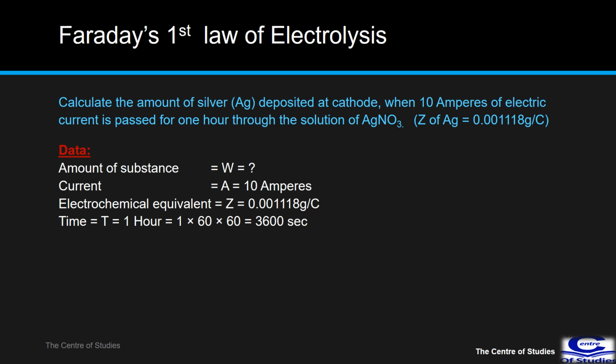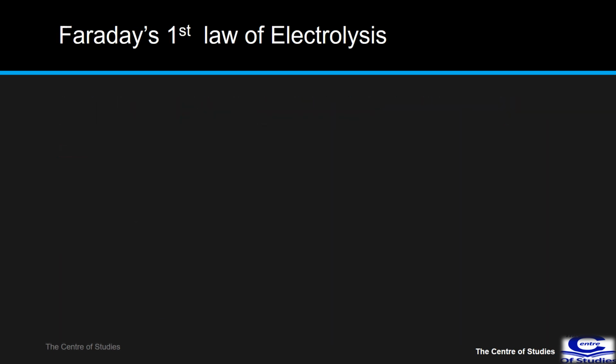Here is the solution. Faraday's first law of electrolysis is represented mathematically as W is equal to Z into A into T. Now placing the values in the respective places, we get the answer that the amount of silver deposited at the cathode when 10 ampere of electric current is passed for 1 hour through AgNO3 is 40.248 grams. Let's look into another example.